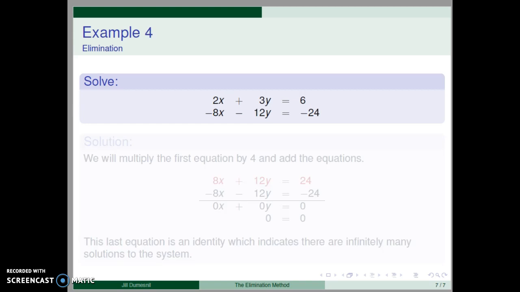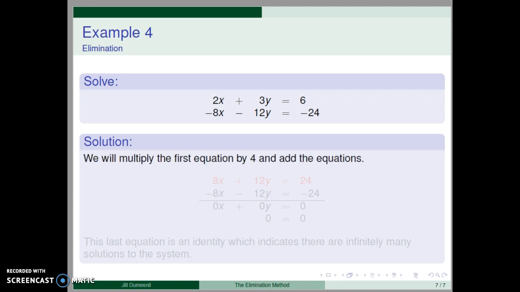Finally, let's solve the system with equations 2x + 3y = 6 and -8x - 12y = -24. Our equations don't have opposite coefficients, so we need to multiply one equation by an appropriate constant. If we multiply the first equation by 4, then the x terms will have opposite coefficients. Our first equation becomes 8x + 12y = 24, and our second equation remains unchanged.